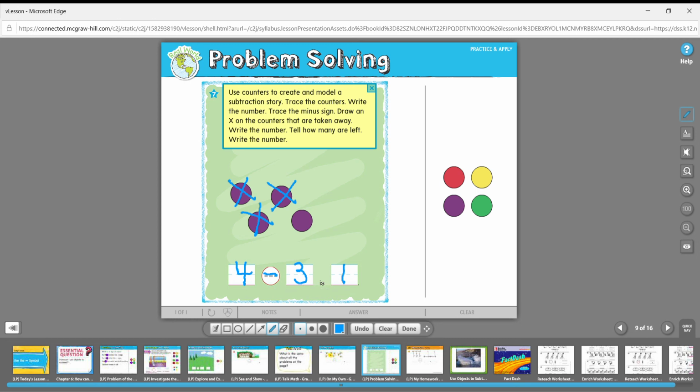Now, you can make up your own subtraction story. You don't need to make a subtraction story like mine. You can if you want to, but you can also make up your own subtraction story and put it on the last page of your math packet.